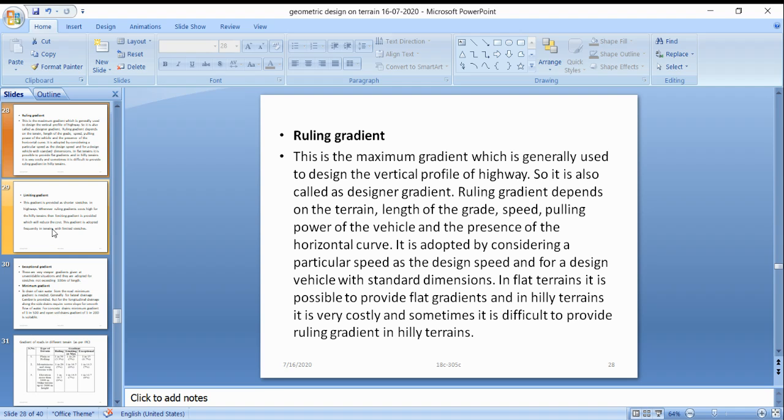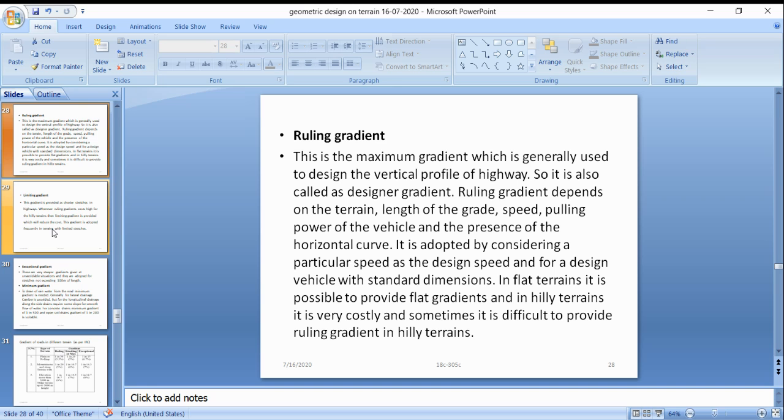In this, the gradient depends upon the terrain, length of the grade, speed, pulling power of the vehicle, and the presence of the horizontal curve. So it is adopted by considering a particular speed as the design speed and for a design vehicle with the standard dimensions. So in flat terrains, it is possible to provide flat gradients, and in hilly areas, it is very costly, and sometimes it is difficult to provide the ruling gradient in hilly areas.